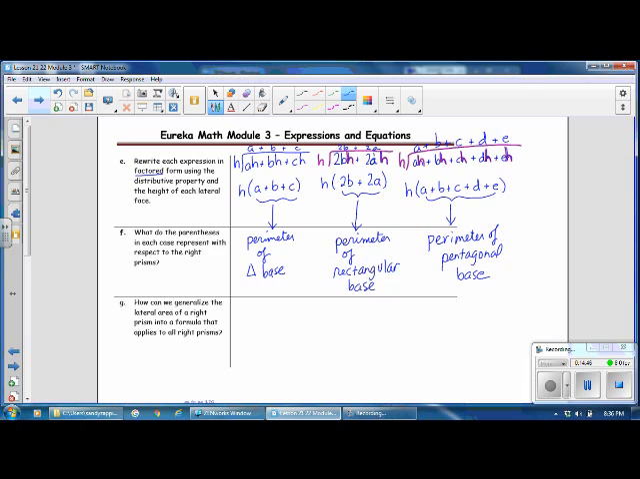How can we generalize the lateral area of a right prism into a formula that applies to right prisms? Okay, so we're looking for the formula for the lateral area of right prisms. And we'll call that LA. The lateral area of a right prism can be found by multiplying the height times the perimeter, where capital P represents the perimeter of the base.